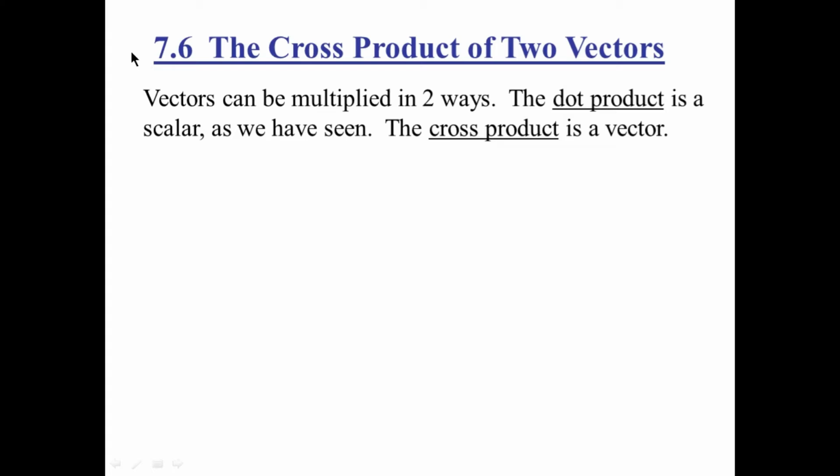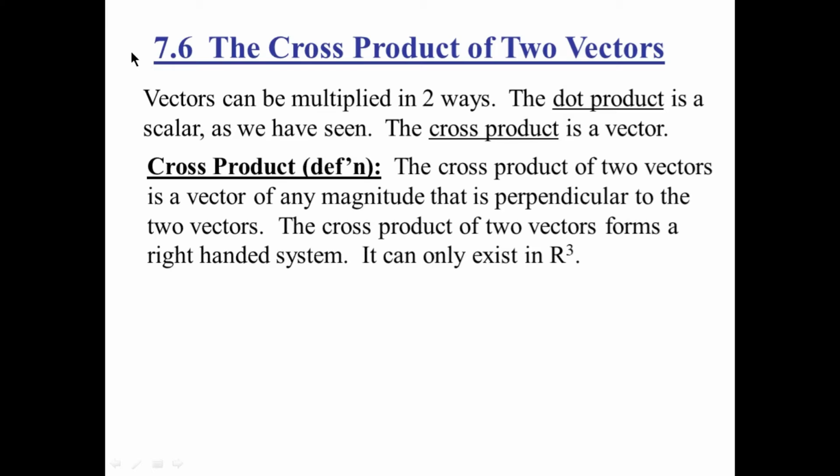The cross product of two vectors. Vectors can be multiplied in two ways. One way, you get a scalar. That's called the dot product. The other way, you get a vector. That's called the cross product.